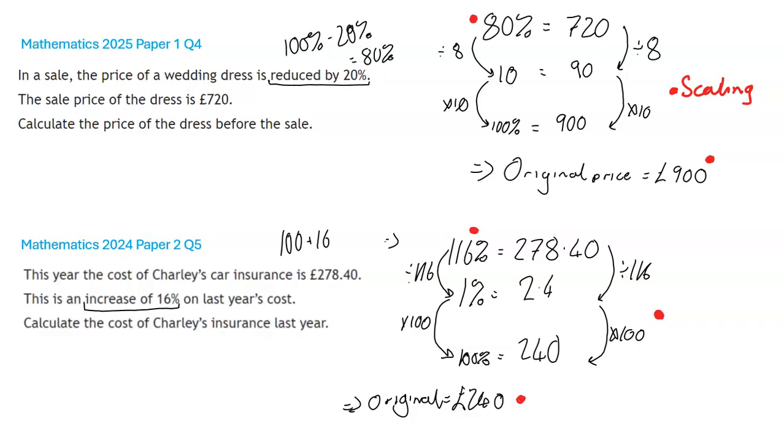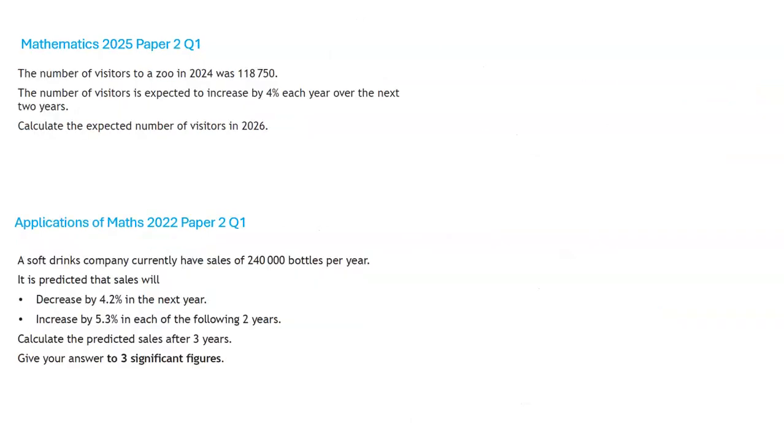So there's a couple of examples of reverse percentages. This one here, we're looking at compound interest. Now, compound interest is a calculator question. It'll come up in the calculator paper. However, you'll notice that the first one is a maths paper question. The second one comes from applications of maths, and look at the slight differences.